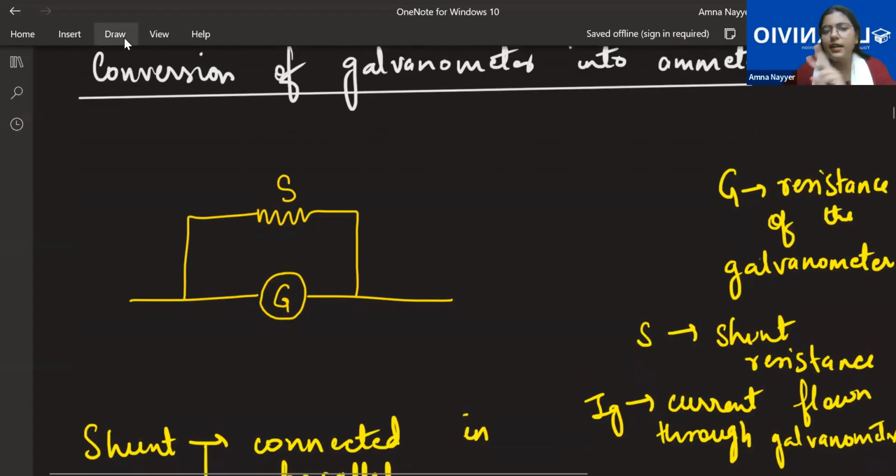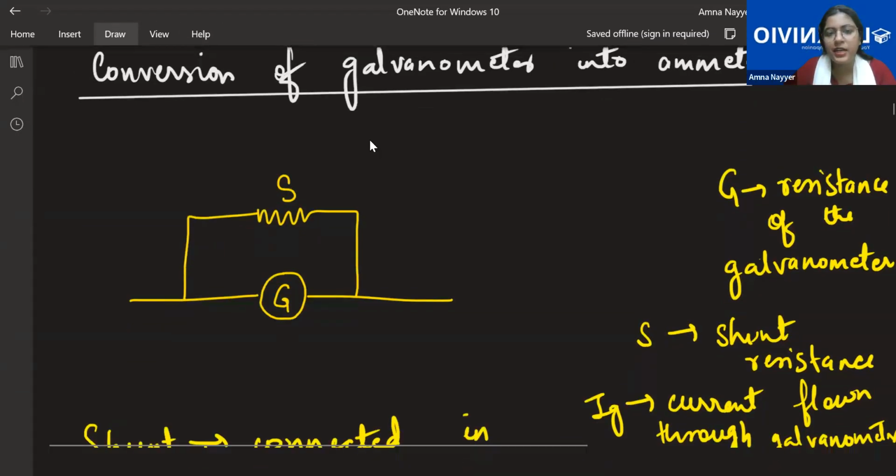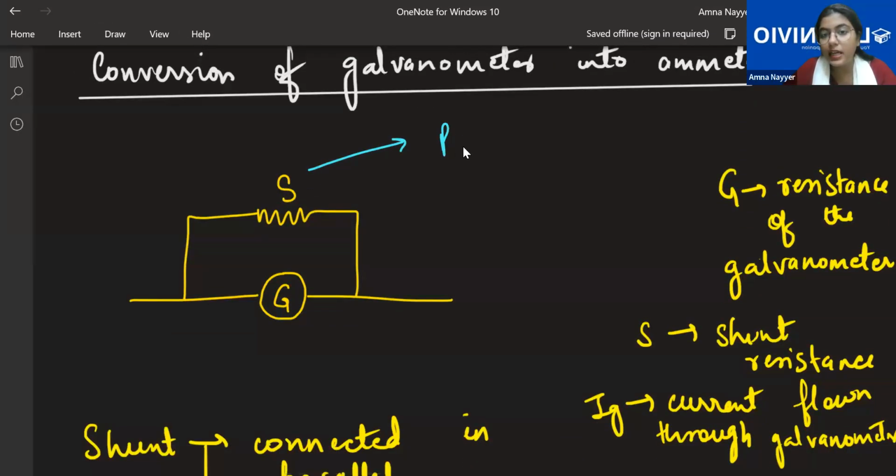There are two characteristics for a shunt. Remember that this has to be connected in parallel only to make it into the ammeter. If you connect it in series, then it won't give you the exact value for the current to convert it into an ammeter. Second is that the value of this shunt should be small. It shouldn't be a very high valued resistor, but a resistor with a small amount of resistance.